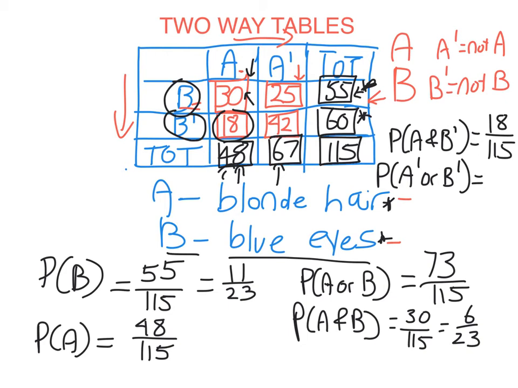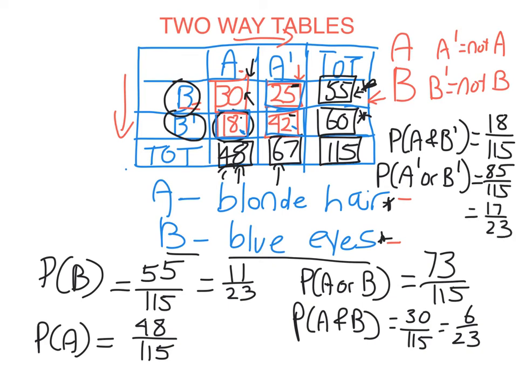So not A, these two cells are both not A. They're students who do not have blonde hair, so I include them. I also include this cell here because it's also not B. So this cell and this cell are both not B, students who do not have blue eyes, and this cell and this cell are the students who do not have blonde hair. So the total number of students that either don't have blonde hair or don't have blue eyes or both, 18 plus 42 plus 25, 85 in total out of 115, and again I can simplify.